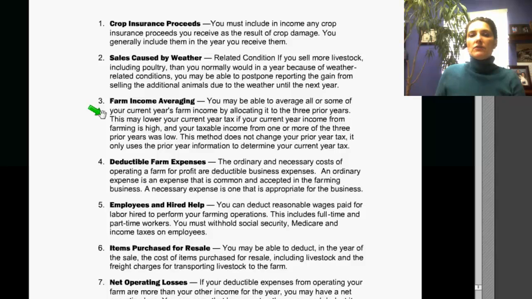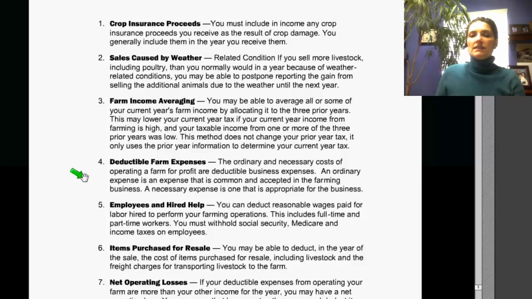You may be able to average all or some of your current year's farm income by allocating it to the 3 prior years. This may lower your current year tax if your current year income from farming is high and your taxable income from 1 or more of the 3 prior years was low. The method does not change your prior year tax. It only uses the prior year information to determine your current year tax.